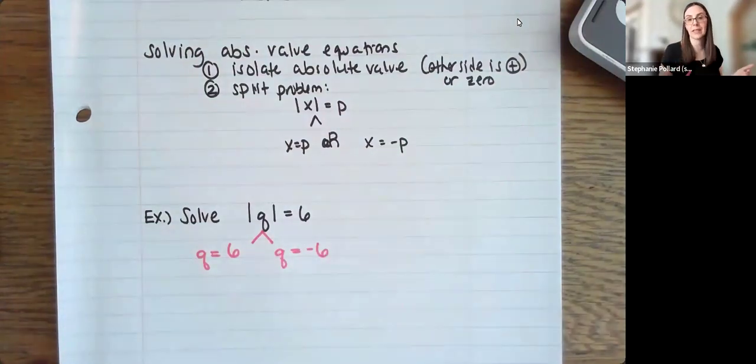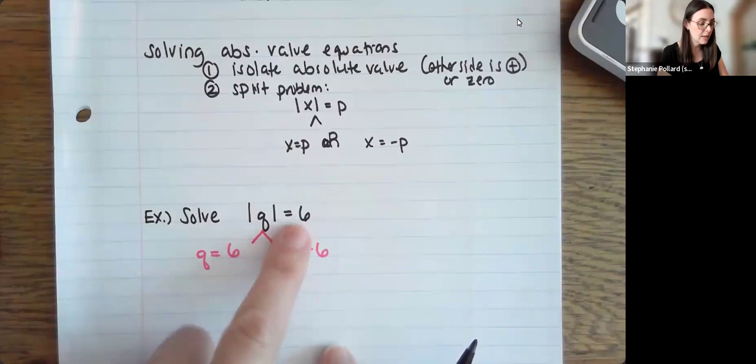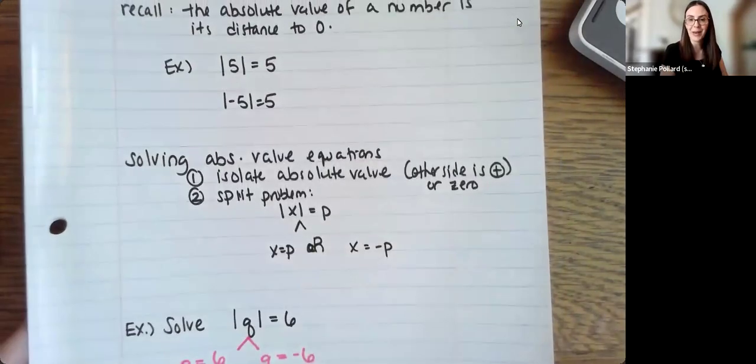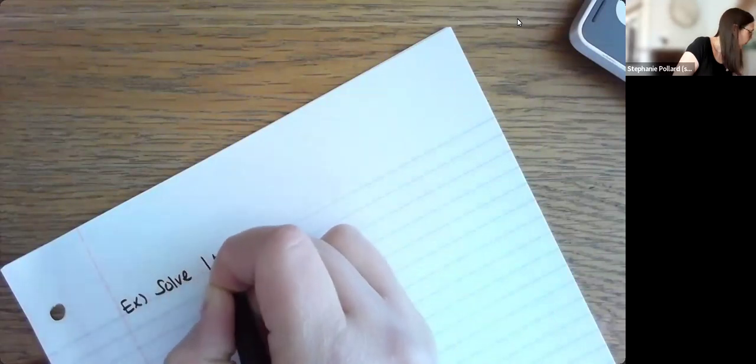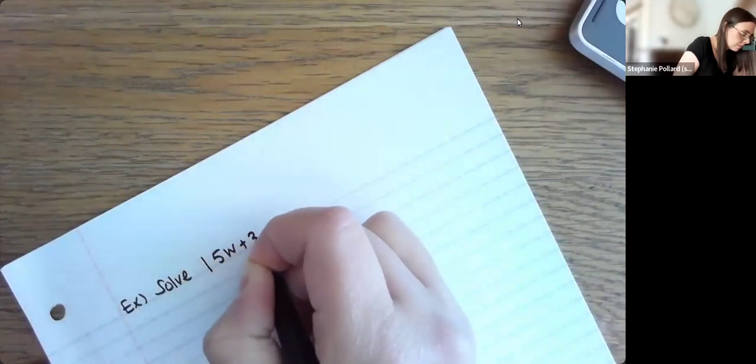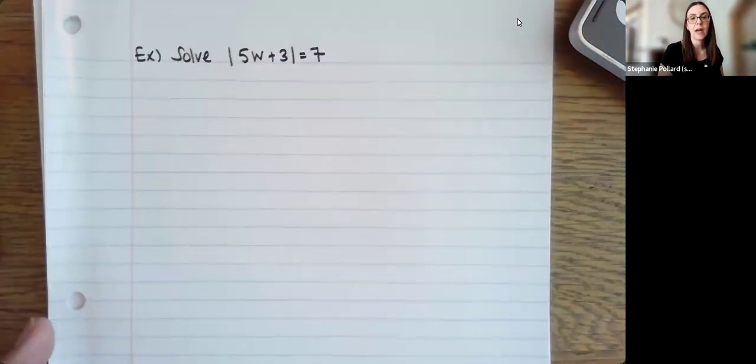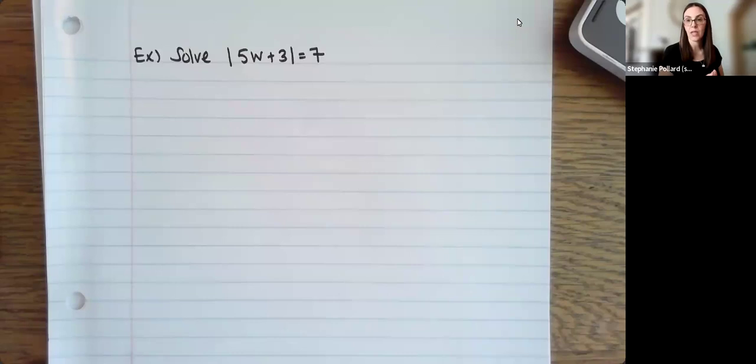Now here we're actually done. There's nothing to solve, right? These would be your two solutions, and they do both work. The absolute value of 6 is 6, and the absolute value of negative 6 is also 6. So let's solve a more real problem now. Solve the absolute value of 5w plus 3 is equal to 7.